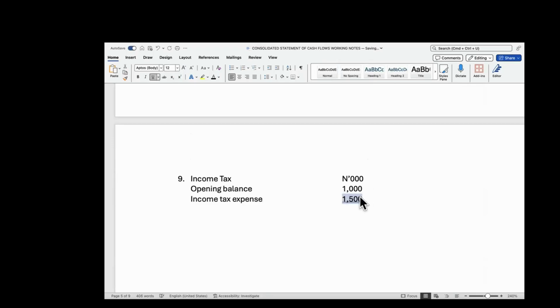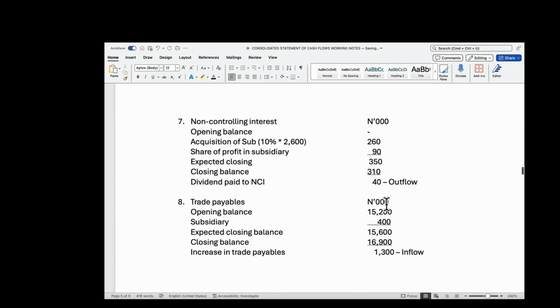What's the expected closing? That's 2,500, sorry. What was the closing balance? 1,500. What's the difference? 1,000. That's tax paid. Outflow. So we are done.